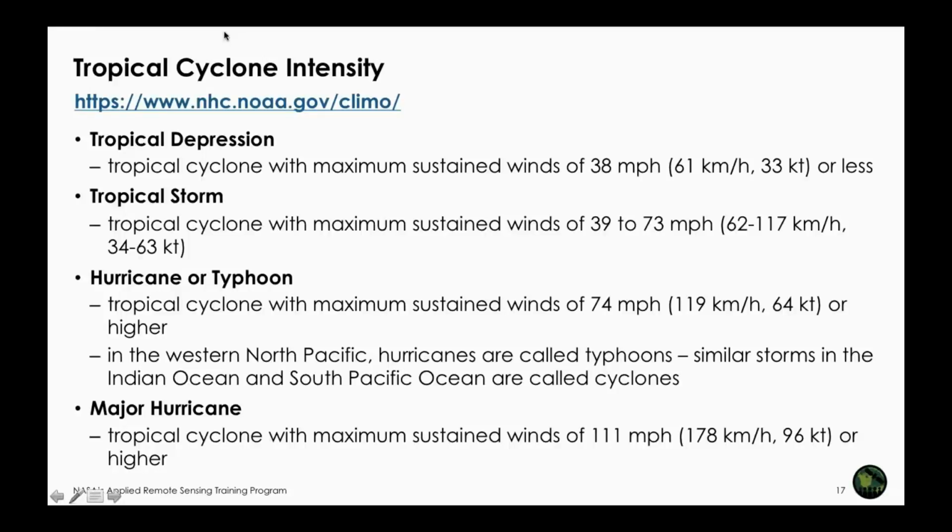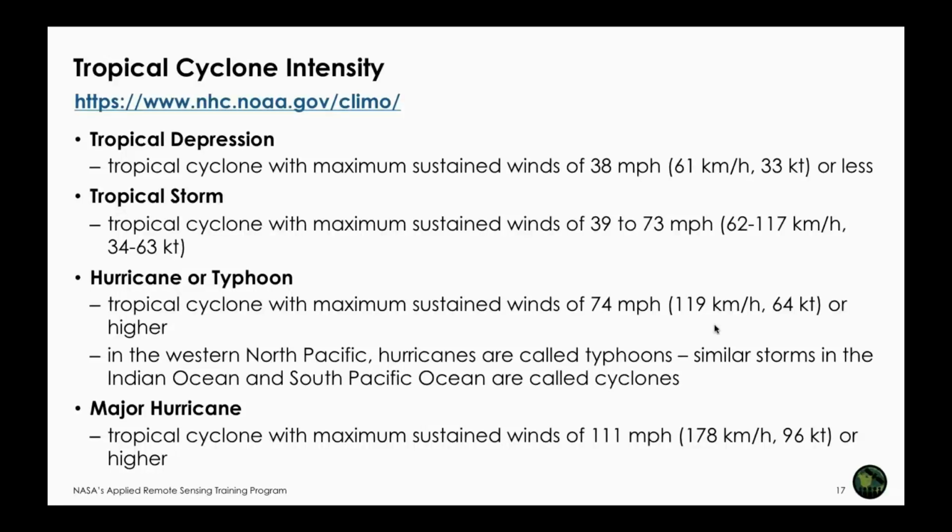As you can see, a tropical depression is a cyclone with maximum sustained winds of about 38 miles per hour or 61 kilometers per hour, or less than that. A tropical storm is slightly more intense with about 62 to 117 kilometers per hour winds. Hurricanes and typhoons are even stronger. These are the fully matured storms with very high winds, 119 to 177 kilometers per hour or even higher. There could be gust winds which are higher than that too.